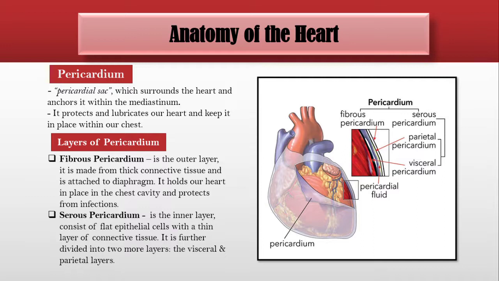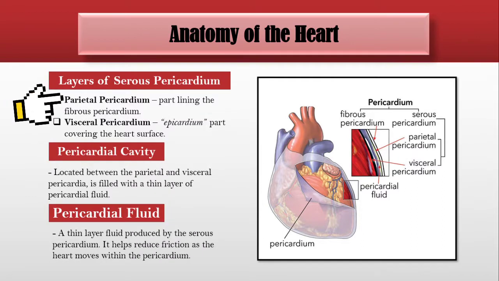Next is the serous pericardium. It is the inner layer of the pericardium that consists of flat epithelial cells with a thin layer of connective tissue. It is further divided into two more layers, the visceral and the parietal layer.